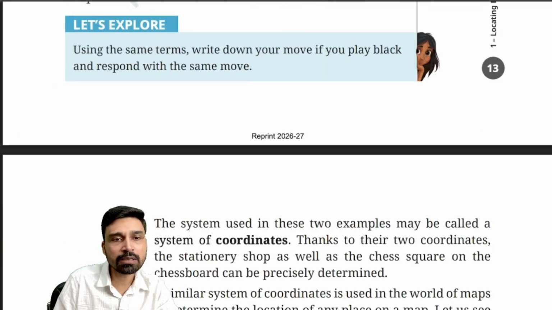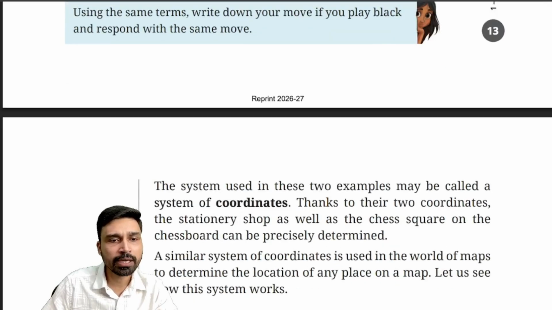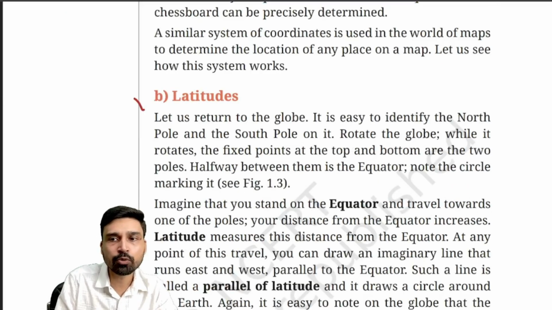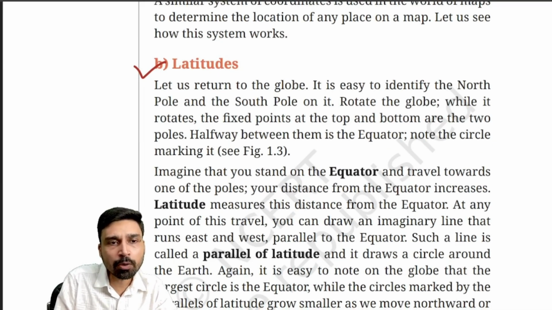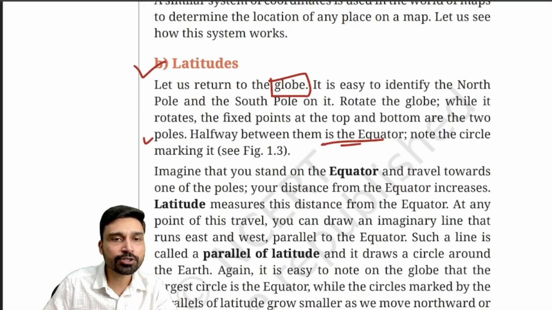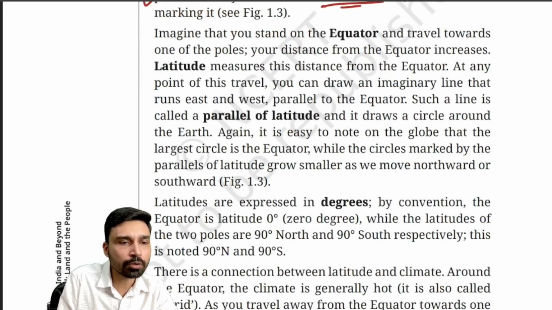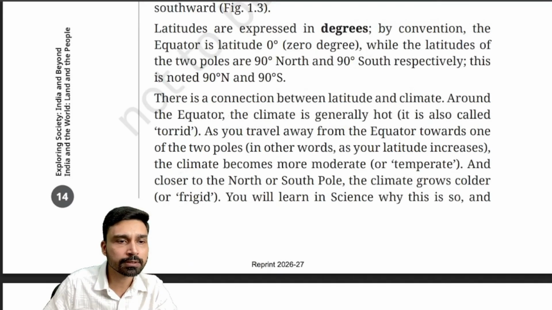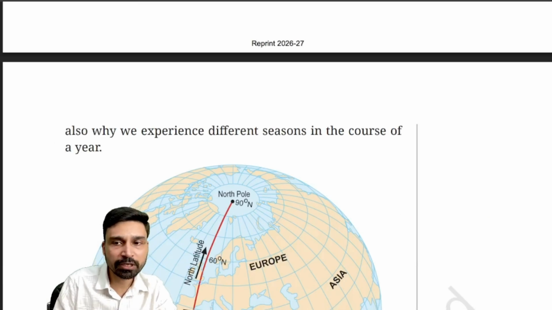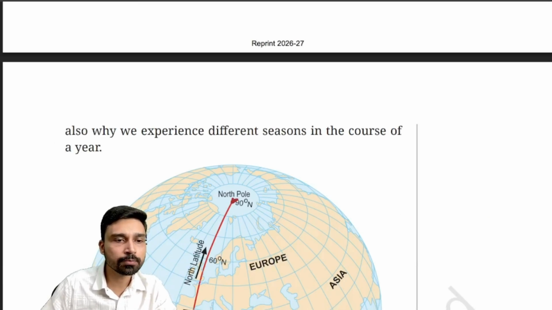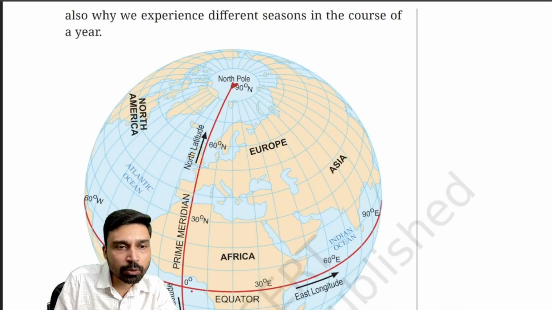Now, on the earth, the system of coordinates that we use can be classified as either latitudes or longitudes. So, let us first try to understand latitudes. When you talk about the globe, it is easy to identify the North Pole and South Pole. In rotating globes, the fixed points at top and bottom are the two poles. Halfway between them lies the equator. Now, imagine that you stand on the equator and travel toward one of the poles. For example, we can take the example of this particular picture. So this is our North Pole, and this line is what we call the equator line.